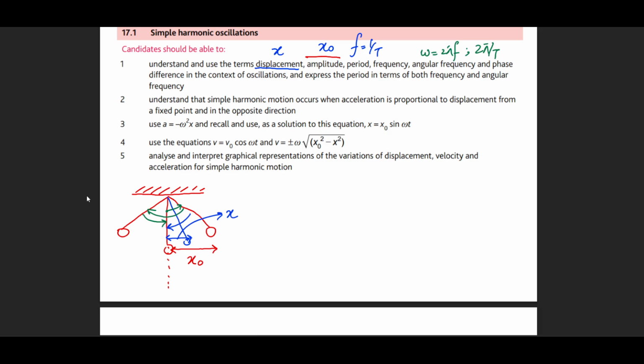I hope we understand what the phase difference is. We will calculate that later on. Then, in the context of oscillations, we need to understand the period, which we just defined as omega equals 2 pi f in terms of both frequency and angular frequency. We know this is the formula for frequency, and for angular frequency, it will be this one.